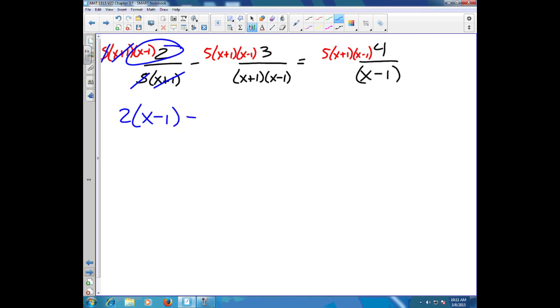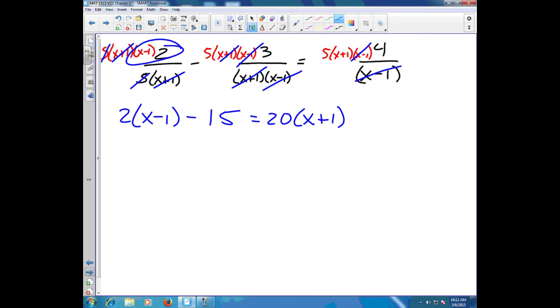Minus, here the x plus 1's cancel, x minus 1's cancel. We're left with 5 times 3, which is 15. Here the x minus 1's cancel. And we're left with 4 times 5, which is 20, times x plus 1. Now this equation is much simpler to solve.